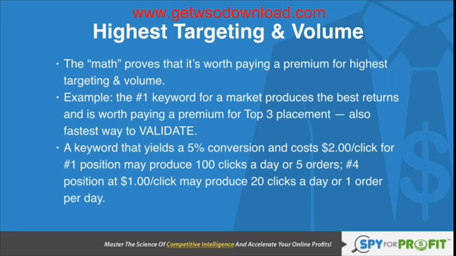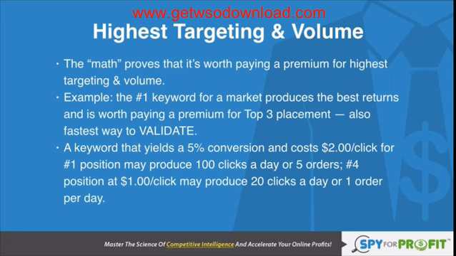Here's the math example. Let's say we take a keyword, whatever that number one keyword is that produces the best results for a market. And let's say that keyword consistently creates a 5% sales conversion, okay? So out of every 100 visitors to that sales page, 5 people will click and buy that product.